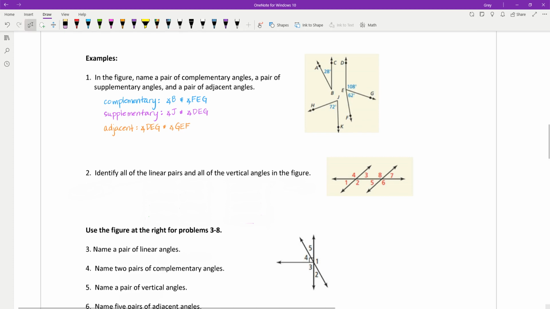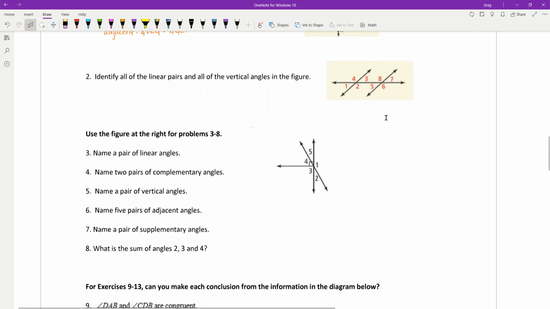Okay? Next, look at this picture here. Identify all the linear pairs and all the vertical angles. And I'm going to pause for a second here, y'all. If you feel like you know this, then pause the video, go answer all the questions, and then check yourself against the video. That'll just make everything much easier for you. But first and foremost, we're going to go find linear pairs.